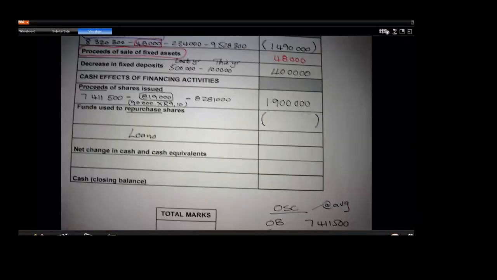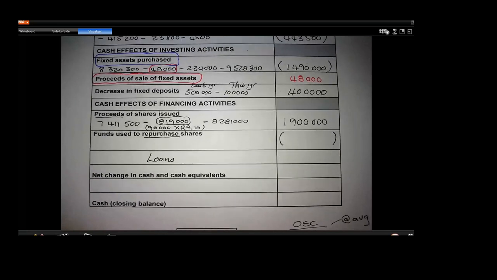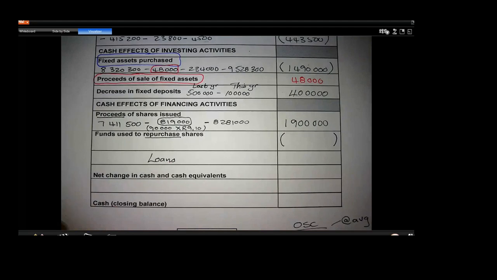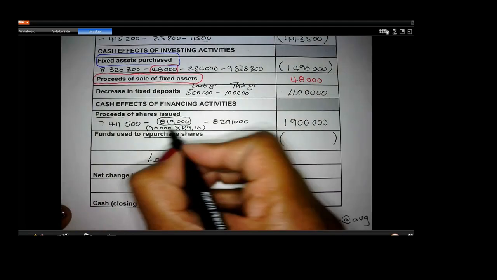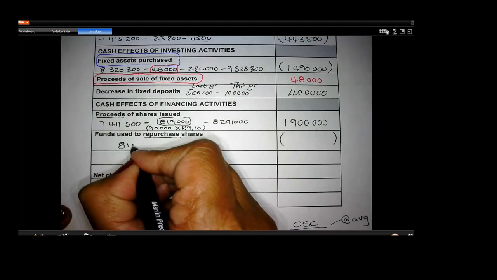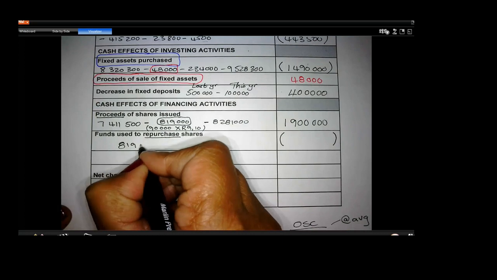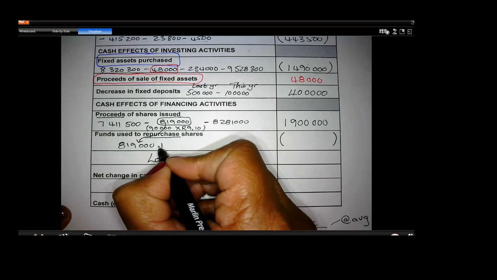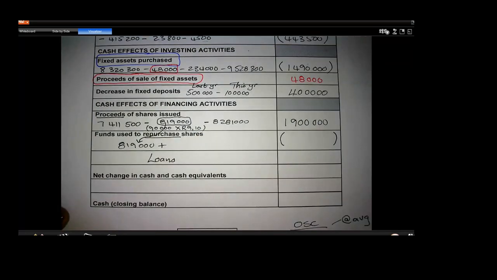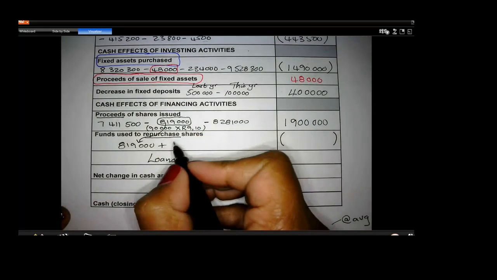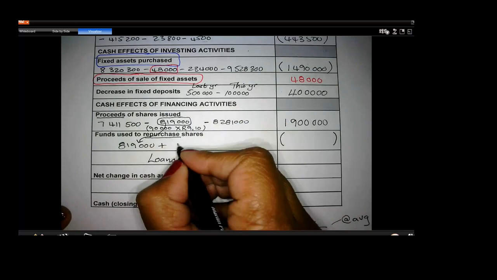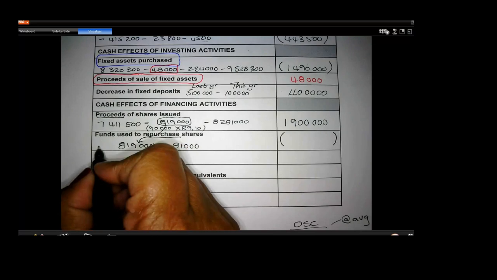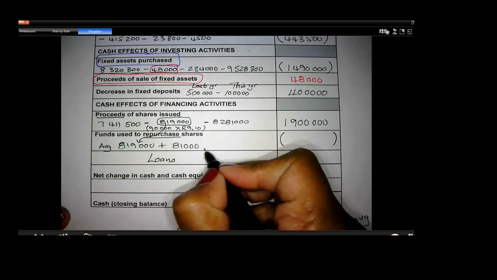Now I can work out my repurchase. I repurchased 90,000 shares at 9 rand 10, which gives me my 819. So can you see how that calculation now feeds into this calculation? Plus, I sold it for above average. So I'm going to put in the average and the above average of 81,000. Okay, so that's my average and that's my above.